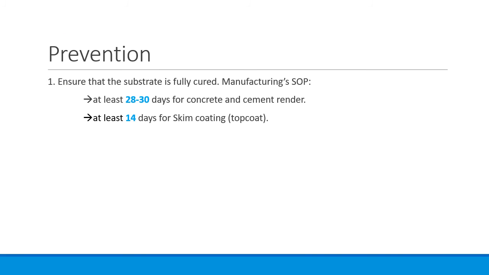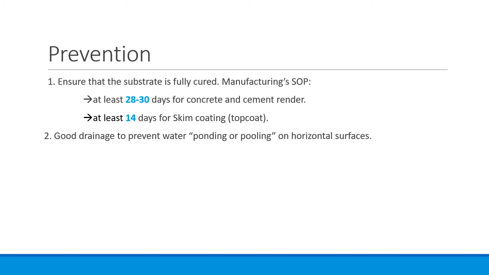The best way to prevent efflorescence from occurring in the first instance is to put the following practices into the design and construction phase. Ensure the substrate is fully cured. Manufacturer's SOP is at least 28 days for concrete and cement render, and 14 days for skim coating. Design a good drainage to prevent water ponding on the horizontal surface. Avoid painting over bumps on the masonry surface.